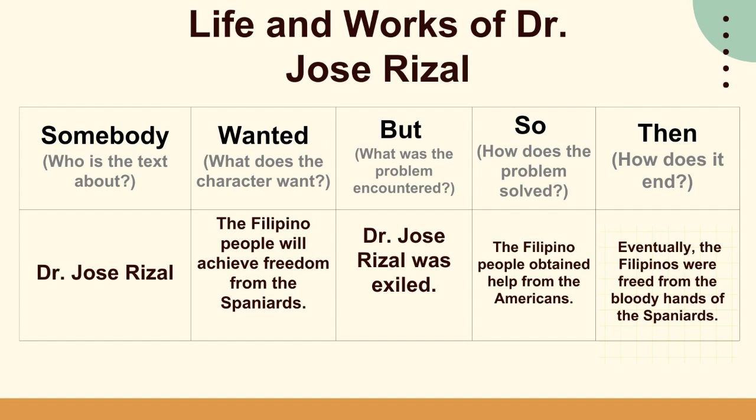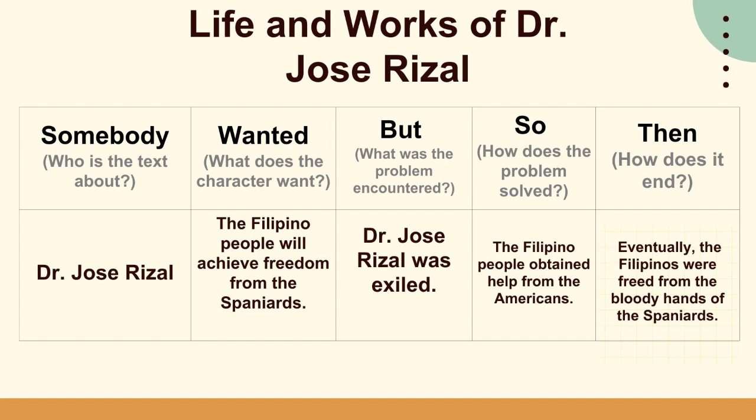So, for example, the first thing that you have to locate when you are using the Somebody Wanted But So Then technique is who is the text about? Somebody, who is the text about. So, in this kind of book, which is Jose Rizal Life Works and Writings, who the text is about is Doctor Jose Rizal. Wanted, what does the character want? In this book, the Filipino people will achieve freedom from the Spaniards. That's what the character wants, no? Which is Dr. Jose Rizal.